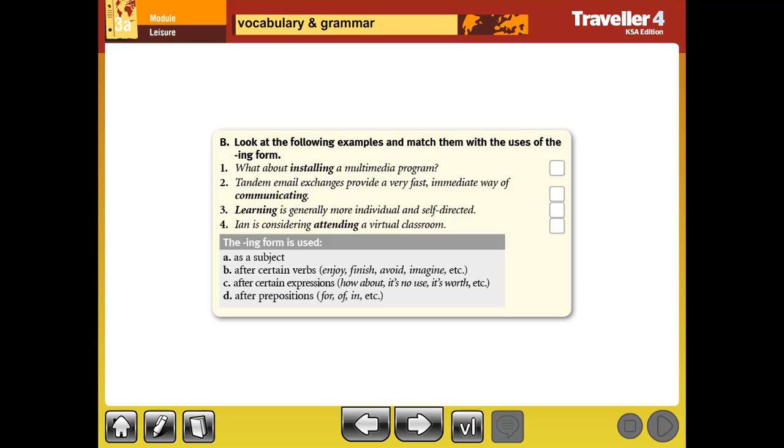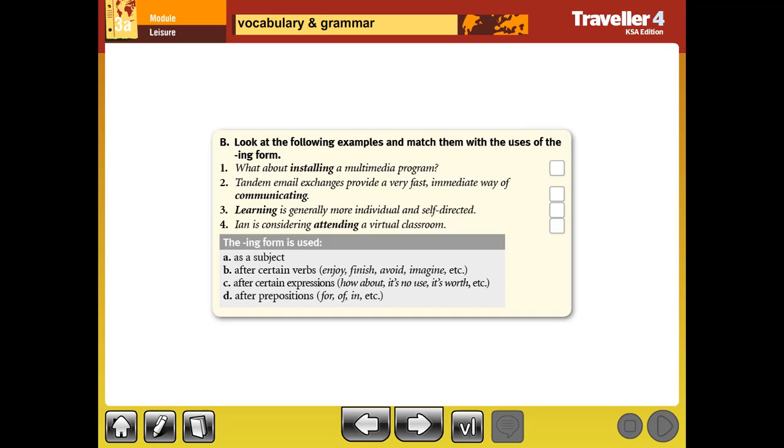B: after certain verbs, like enjoy, finish, avoid, imagine, suggest, and others. You can use verb plus ing. Example: I enjoy swimming. I finished writing. I avoid seeing him. I imagine living on the moon. So we use verb plus ing after verbs like enjoy, finish, avoid, imagine.